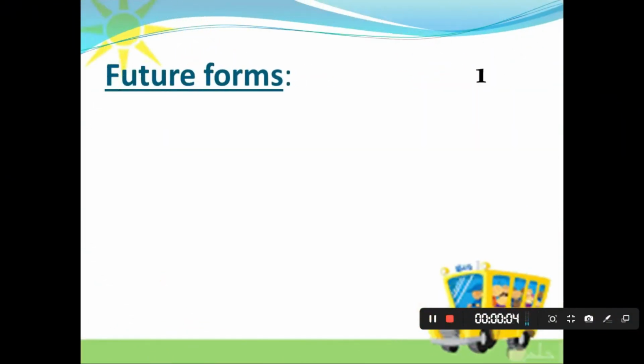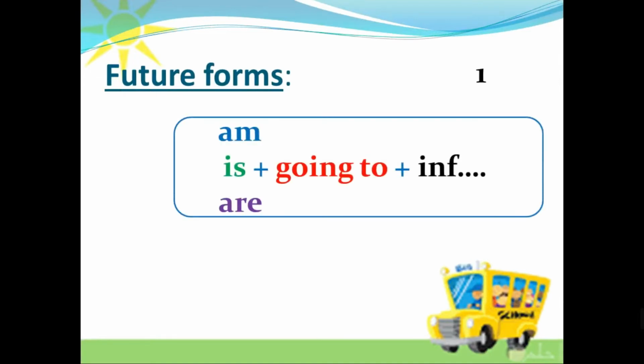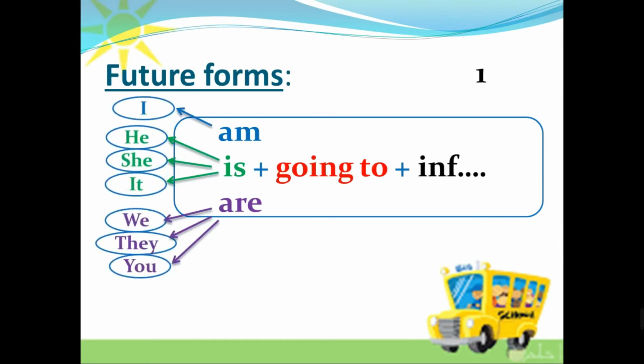Now, let's talk about the future. We have two forms of future. Number one, am, is, are plus going to plus infinitive. And before am, is, are come the pronouns: I, he, she, it, we, they, you. As you can see, they are divided.